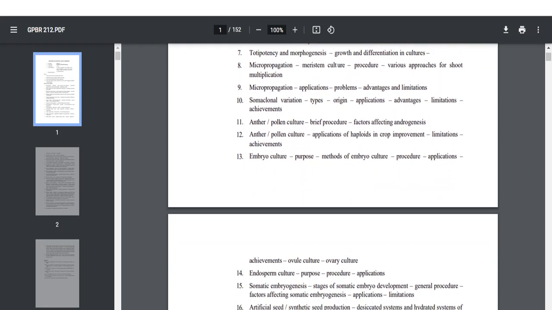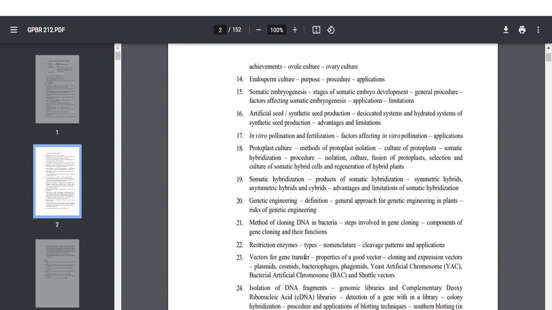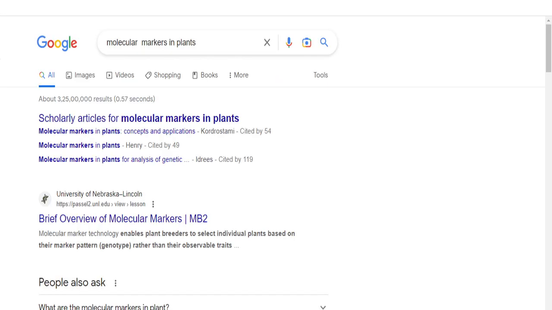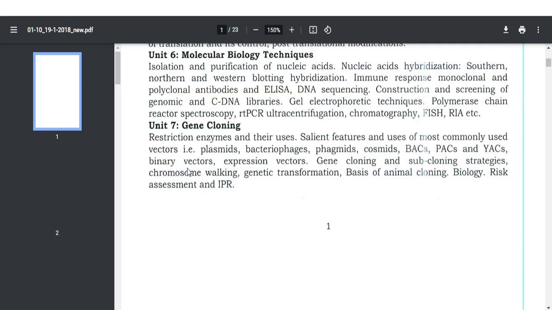You can find the tissue culture technique, somatic hybridization, restriction enzymes, vectors for gene transfer, and also PCR. Everything you can find. So you can refer to these kinds of e-notes available either on State Agriculture University websites, Central Agriculture University websites, or those institutes coming under ICAR. If I am able to collect the e-notes for all those things, definitely I'll be sharing them with you, friends.